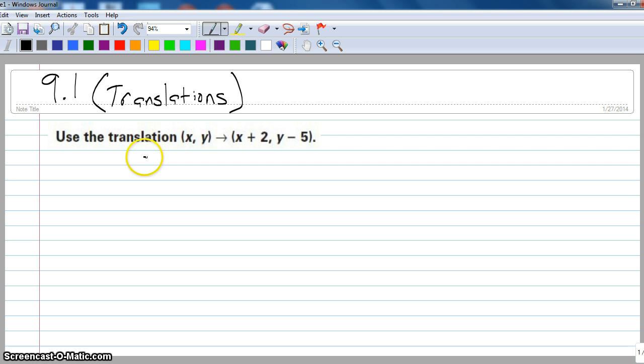It says use the translation (x, y) with an arrow to (x plus 2, y minus 5). A lot of stuff is going on here before I get started with an actual question. With every x, we're going to add 2. With every y, we're going to subtract 5. Here's the x. The x is plus 2, and that says whatever x I give, you're going to add 2 to it.